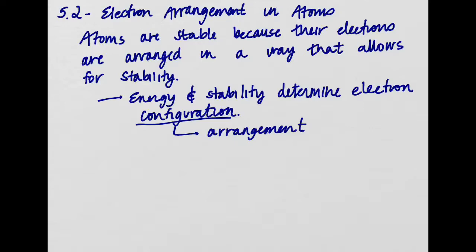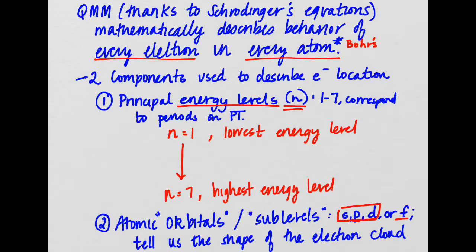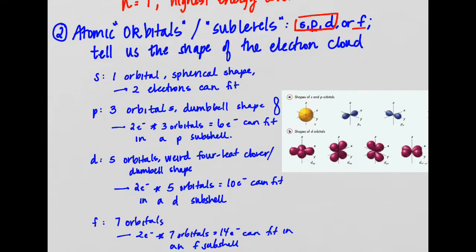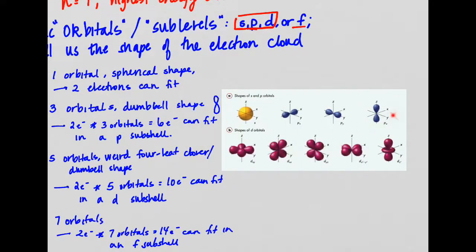We've looked at the quantum mechanical model and how we have broken that down into two components used to describe an electron's location. We looked at the principal energy levels, right? Those are our n numbers, and this tells us how much energy the electrons have. Then we looked at the atomic orbitals, and those were the shapes, right? Like here. So we had the s orbitals, the 3p orbitals, and the 5d orbitals.